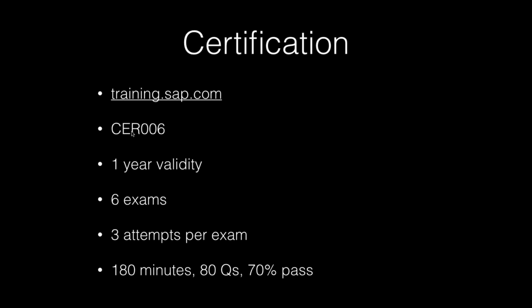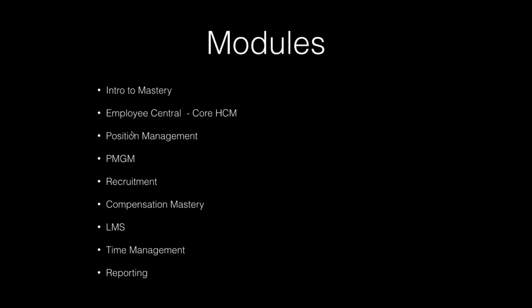That is totally different. In fact, SAP HCM and SuccessFactors themselves are totally different. Even though the methodologies of implementation are the same, the functionality is completely different. These are the different modules in SuccessFactors, like Introduction to Mastery, which will be common for any module. EC will be the core HCM, which is a mandatory module that you can start with. Apart from that, there are Position, PMGM, Recruitment, Compensation, LMS, Time, Reporting, and much more like Succession, etc.